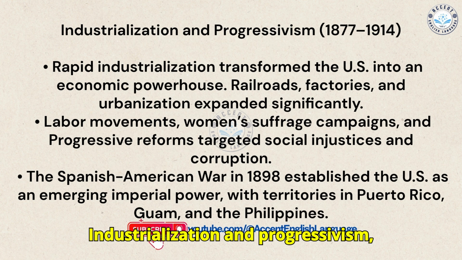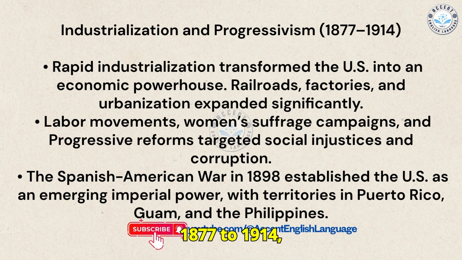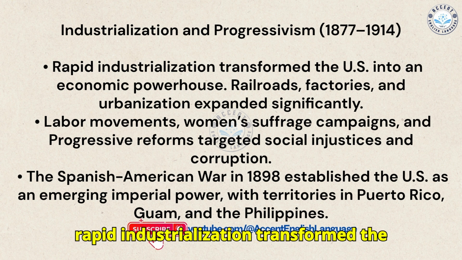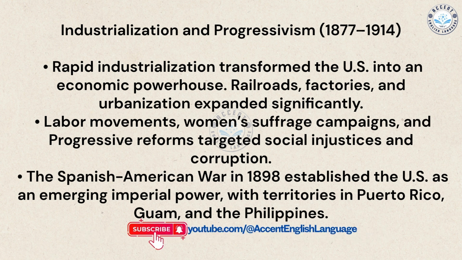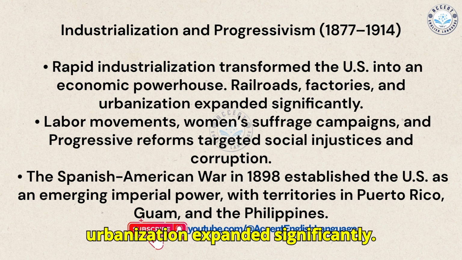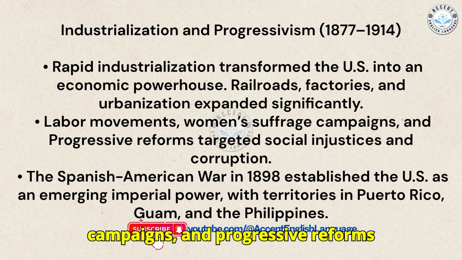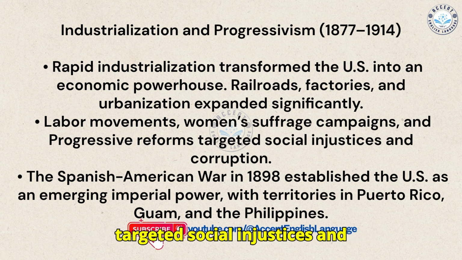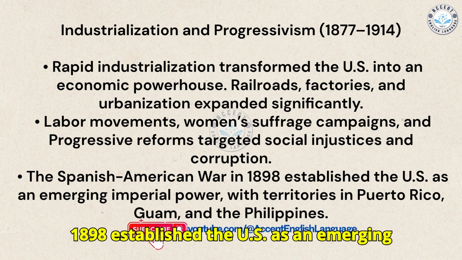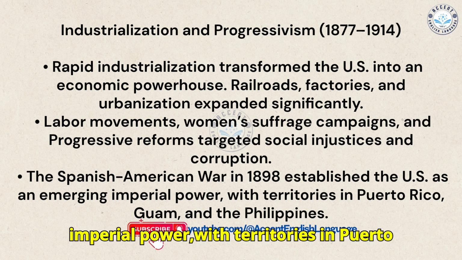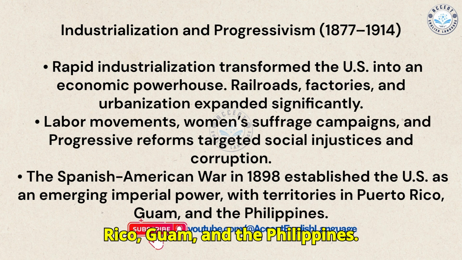Industrialization and progressivism, 1877 to 1914. Rapid industrialization transformed the U.S. into an economic powerhouse. Railroads, factories, and urbanization expanded significantly. Labor movements, women's suffrage campaigns, and progressive reforms targeted social injustices and corruption. The Spanish-American War in 1898 established the U.S. as an emerging imperial power, with territories in Puerto Rico, Guam, and the Philippines.